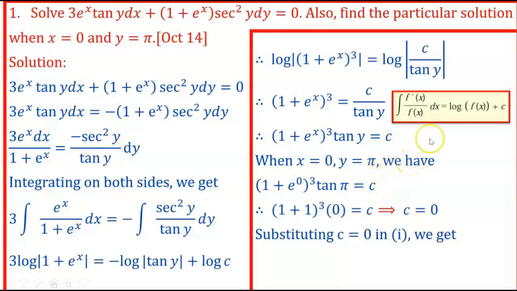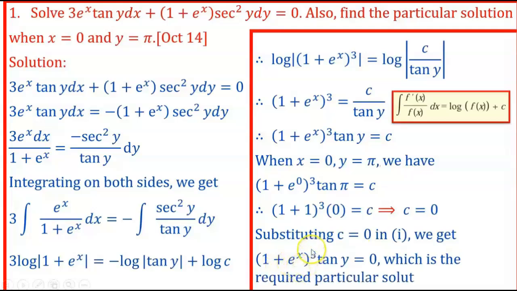Okay, this is equation 1. Then our required solution is a (1 plus e raised to x) raised to 3 tan y is equal to 0, which is the particular solution. Now, this will be the answer. Next example.